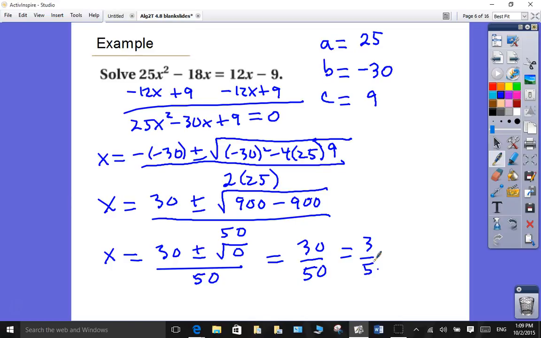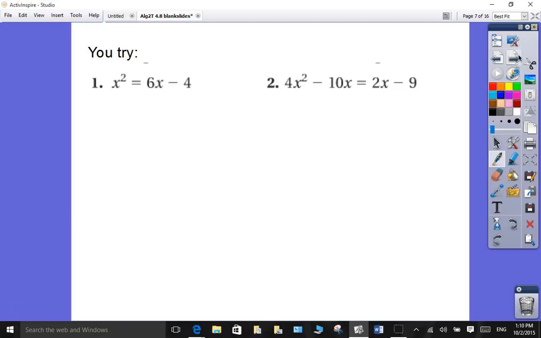So those two are telling you the kind of real solutions you get. You either get two distinct ones, because there was something that came out of the square root and it was positive, or you get one real solution, because what was inside the square root was 0. So you try those two.